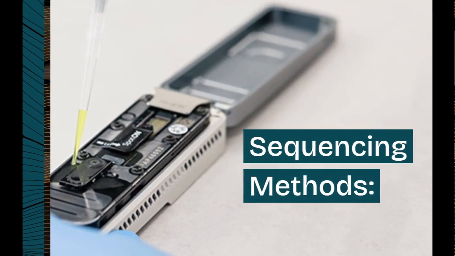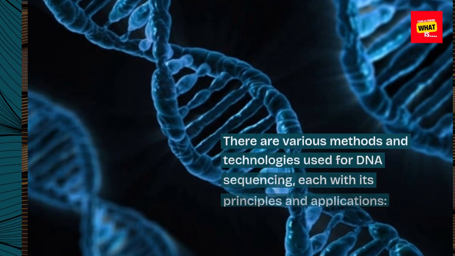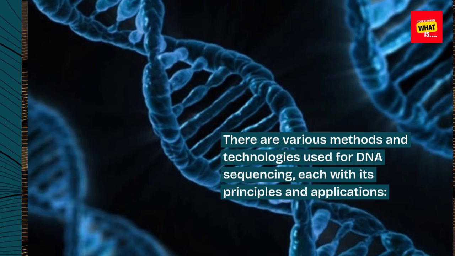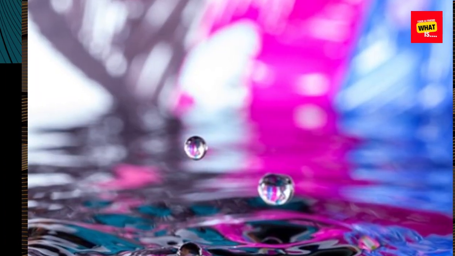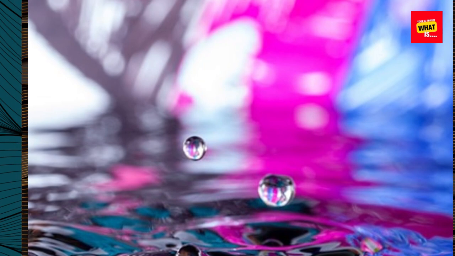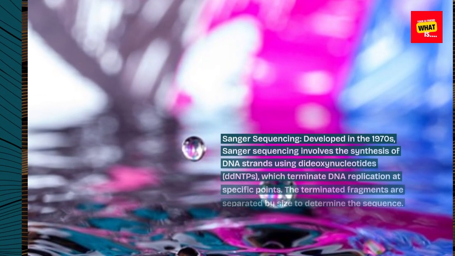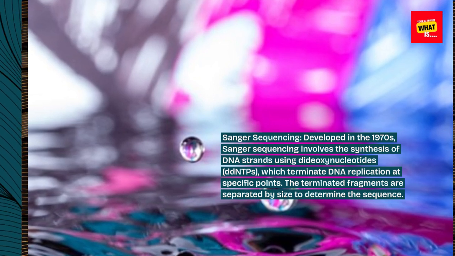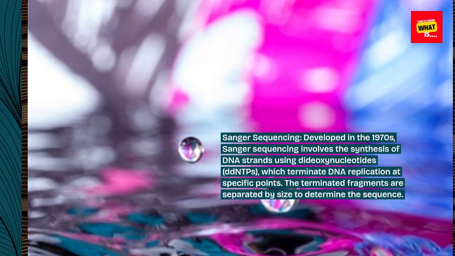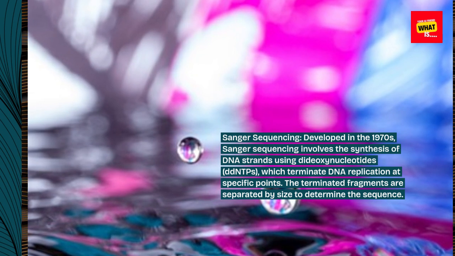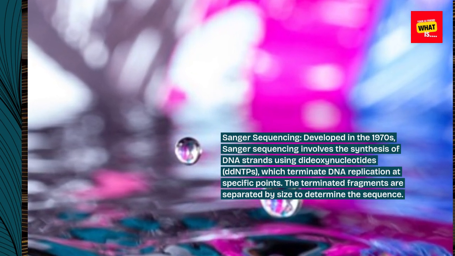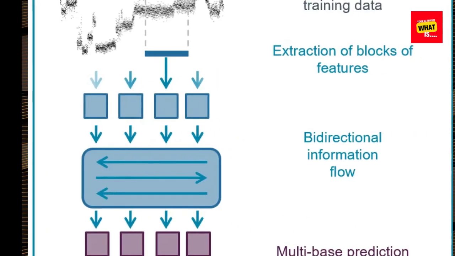Sequencing methods. There are various methods and technologies used for DNA sequencing, each with its principles and applications. Sanger sequencing. Developed in the 1970s, Sanger sequencing involves the synthesis of DNA strands using dideoxynucleotides, ddNTPs, which terminate DNA replication at specific points. The terminated fragments are separated by size to determine the sequence.